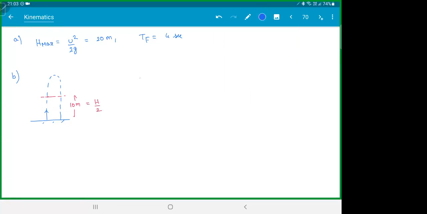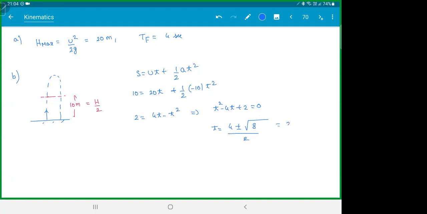So indirectly what is being asked here is s is equal to ut plus half at square. See, you always have to go back to the general equations. So displacement is 10, speed is 20, time plus half a is minus g t square. You get a quadratic. So this will cancel off. 2 is equal to 40 minus t square. So you end up with t square minus 4t plus 2 is equal to 0. We get t is equal to 4 plus or minus root 16 minus 8, over 2. We get 2 plus or minus root 2.